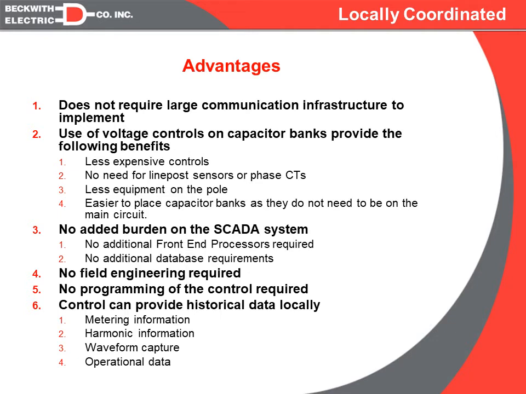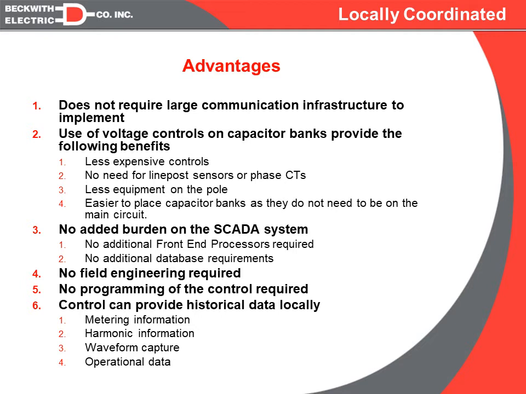So the advantages of implementing a local system are, first of all, it really does not require any communications infrastructure. And if it's implemented properly, we're using voltage-controlled capacitor banks, which means that we don't need the line post sensors that you would need for a VAR control. We've got less equipment on the pole, and also a less expensive control. To buy a voltage control is a little less expensive than a VAR control.